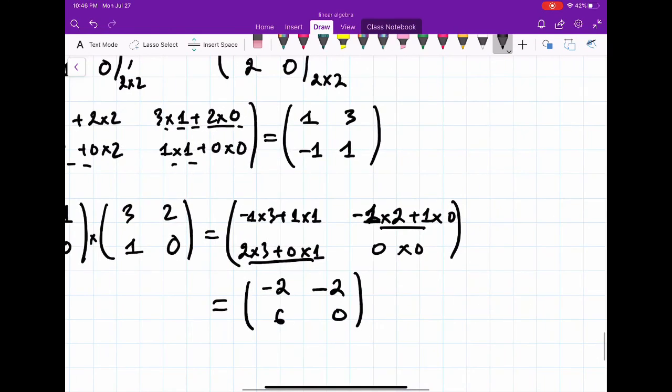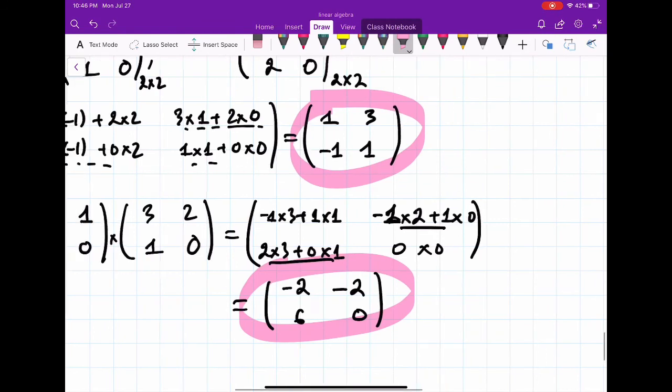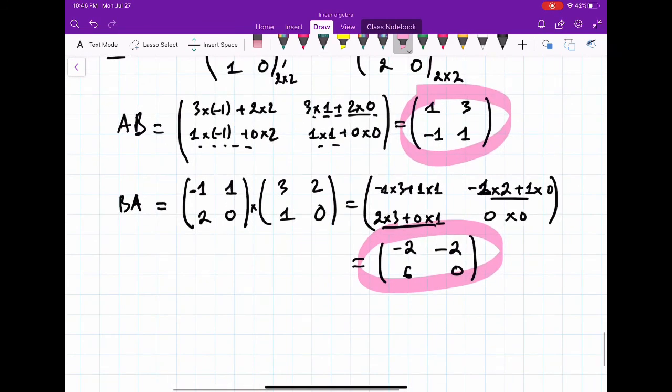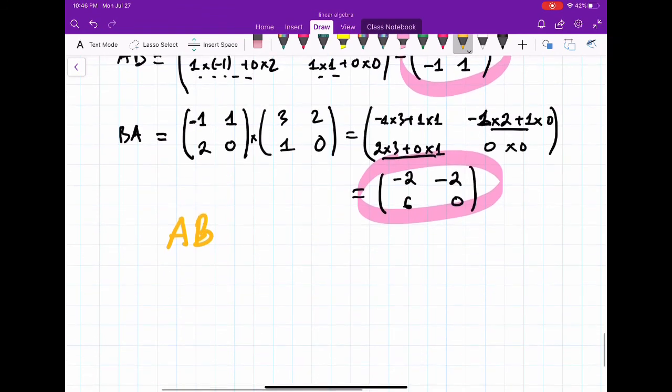And you can see actually these two are different. So even in this case, AB and BA exist, but AB is different to BA. Okay?